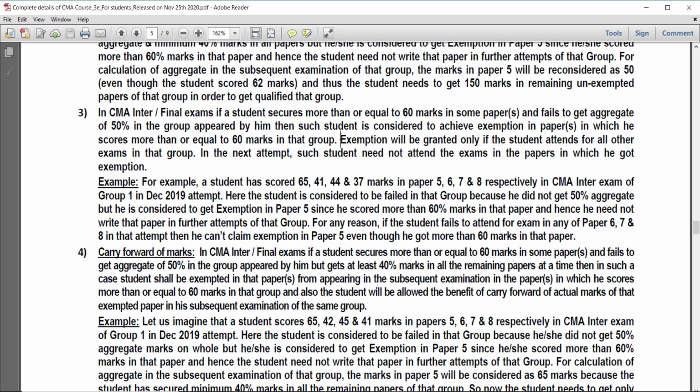You have to note that exemption will be granted only if the student attends all the exams in that particular group. Let's take an example. If you have scored 60 marks or more in any one particular subject of group 1 of CMA Inter, you will be granted exemption for that particular subject or paper only when you attend all the remaining papers of that group. So attendance is compulsory for all the papers of that particular group.